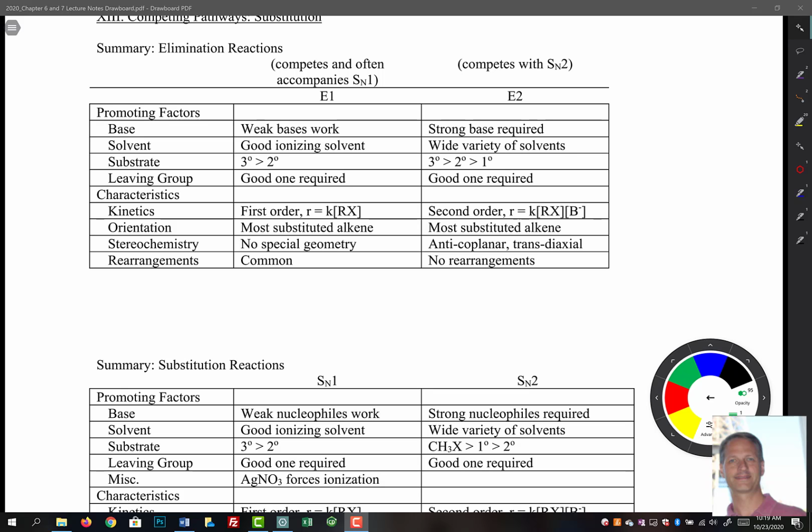So if we look over here, we can highlight a couple things. So here's a summary of elimination reactions. So promoting factors for E1, weak bases work well for that. Strong bases required for an E2. Solvents for E1, good ionizing solvent. Wide variety of solvents for E2. Right? Substrate, tertiary better than secondary. E2, tertiary better than secondary and primary.